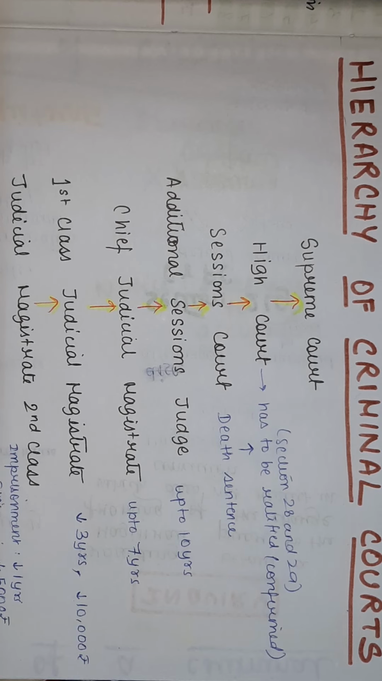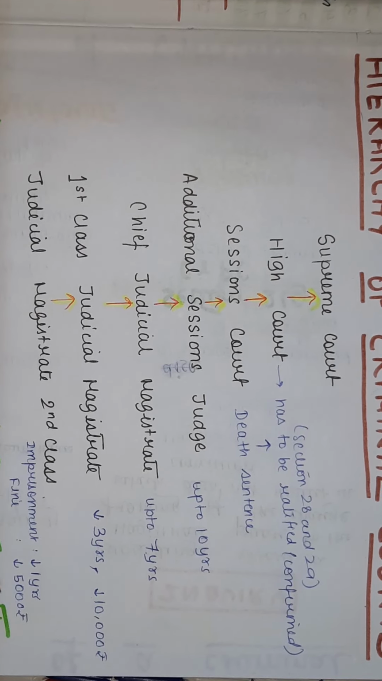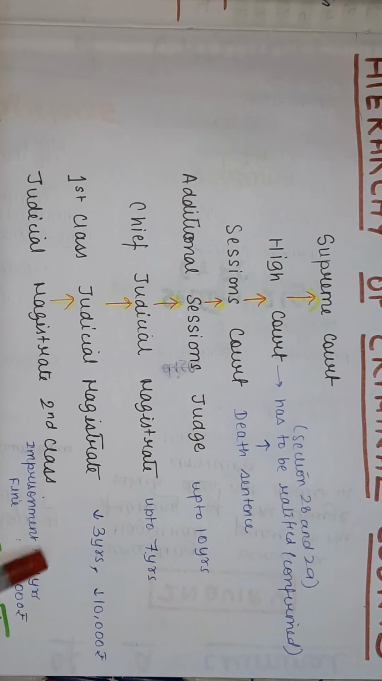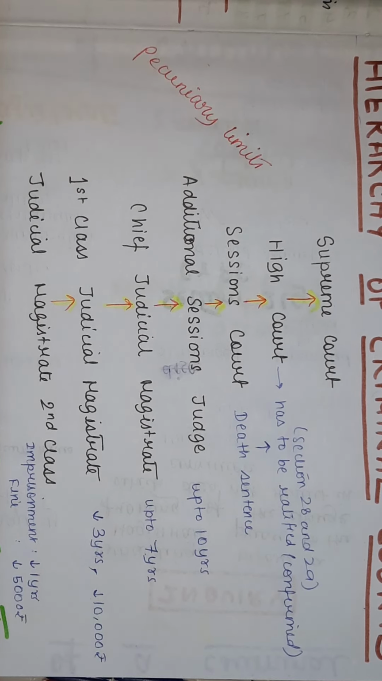Now let's look at some of the details. Let's start from the lowest ranking court, the Judicial Magistrate Second Class. This magistrate is competent to try cases if the offense is punishable with imprisonment for less than 1 year and a fine of less than rupees 5,000. Now, what are these limits? These are the pecuniary limits, related to money, that are set on the powers and functions of each court in India.